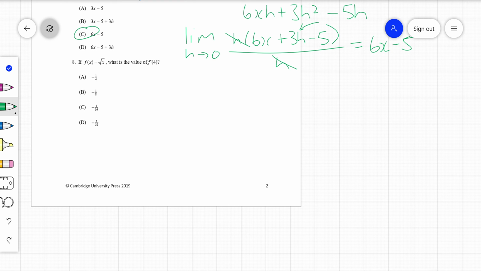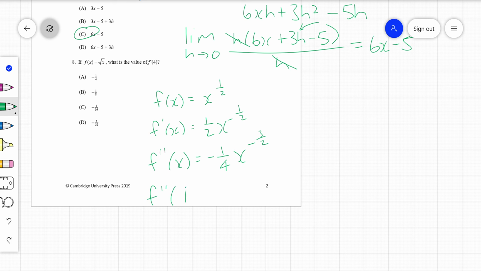So this one's, I think, f double dash of 4. I'm going to go with that. Let's see. So let's start with f of x again in index form, x to the power of a half. So f dash of x, the half comes down. X is now to the power of negative half. And f double dash of x, negative a half comes down, and subtract 1 from a half, we've got minus 1 and a half, or minus 3 on 2. And we want f double dash of 4. So I've got negative a quarter.